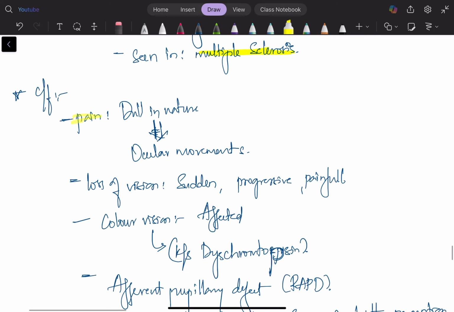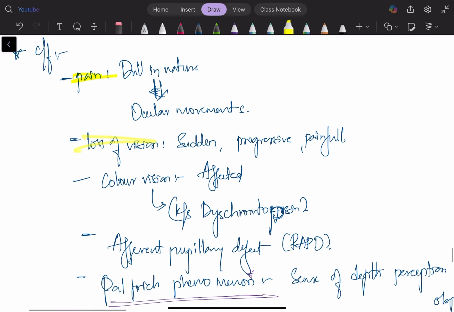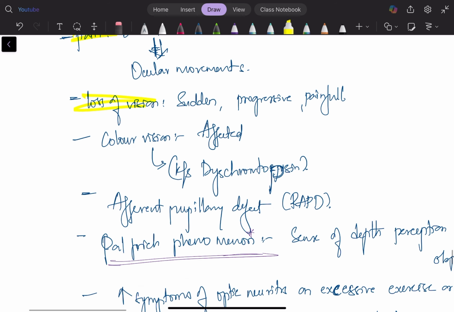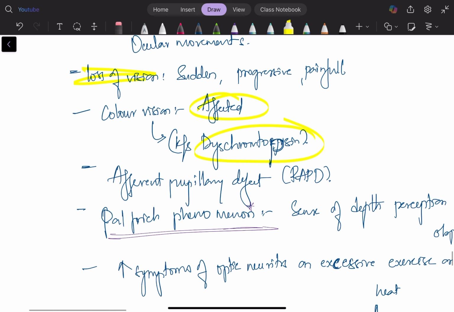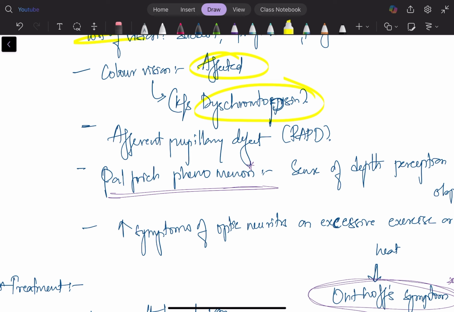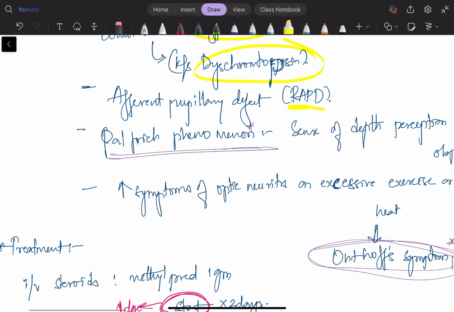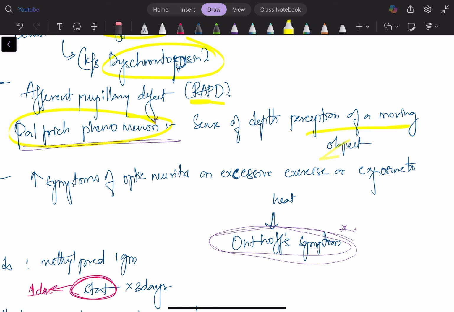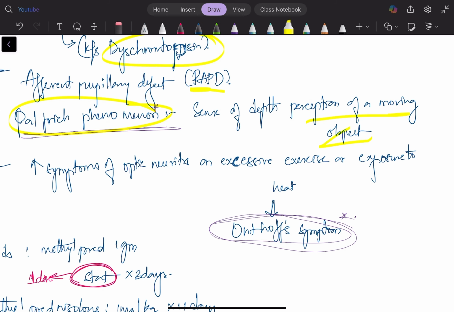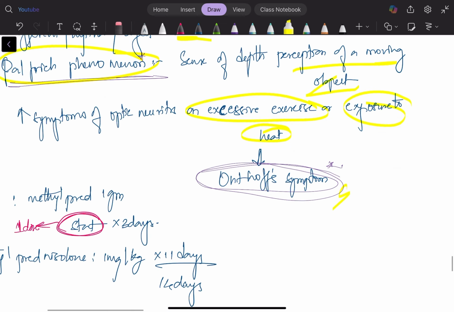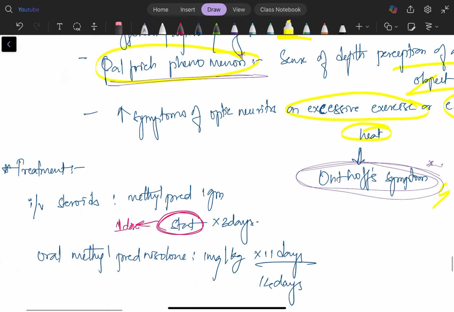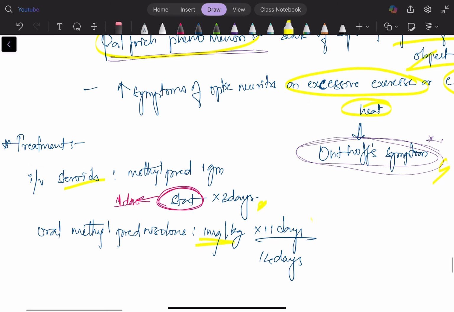Then clinical features: we saw pain, dull, on ocular movements; loss of vision which is sudden, progressive, painful; color vision affected, dyschromatopsia. Then RAPD, watch my RAPD video. Then Pulfrich phenomenon, a sense of depth of a moving object. Symptoms of optic neuritis increase on excessive exercise or exposure to heat, which we call Uhthoff's symptom. Then the treatment: steroids, IV methylprednisolone for 3 days, then oral methylprednisolone 1 mg per kg for 11 or 14 days.